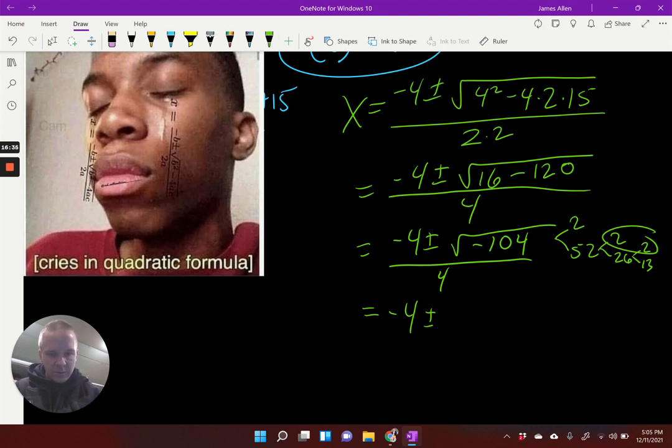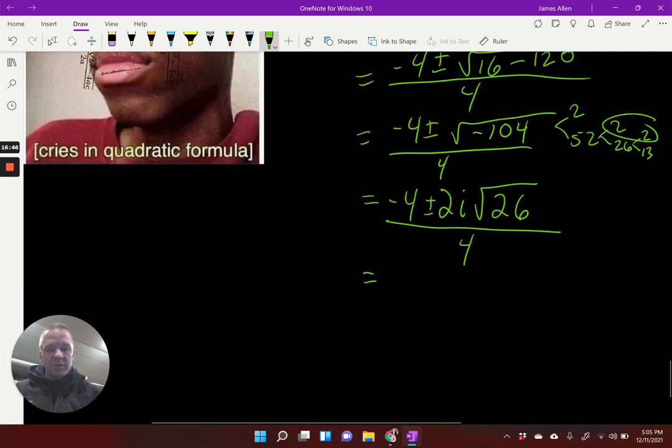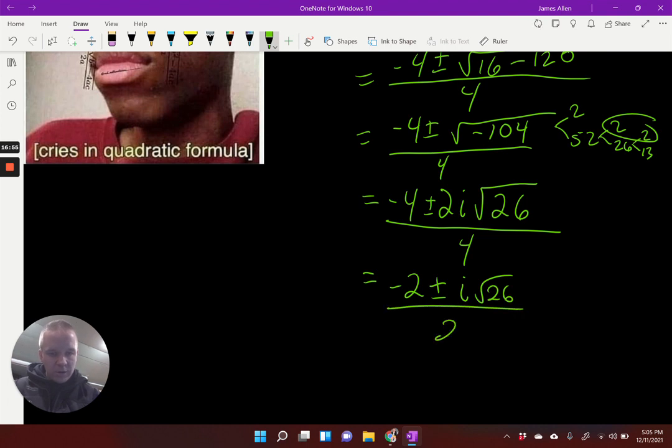Let's make that not look terrible. 2i root, and then 13 and 2 goes back together to become 26, all over 4. And now I can simplify this. Everything's divisible by 2 outside of the radical. That 26 does not come into play here. Negative 2 plus or minus i root 26 over 2.